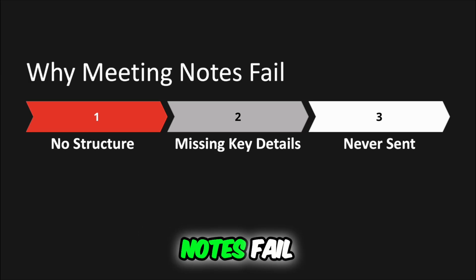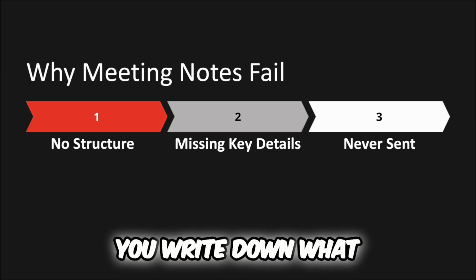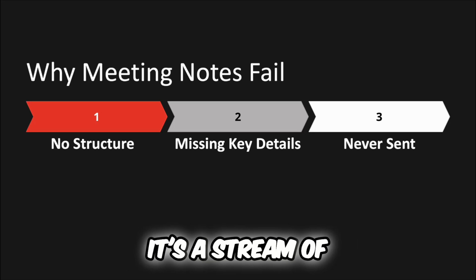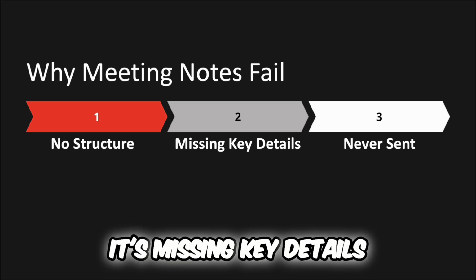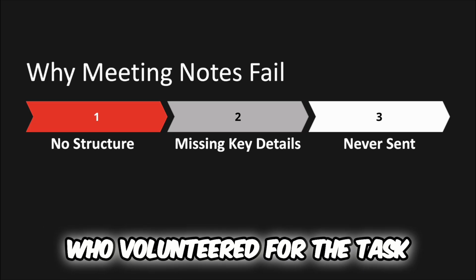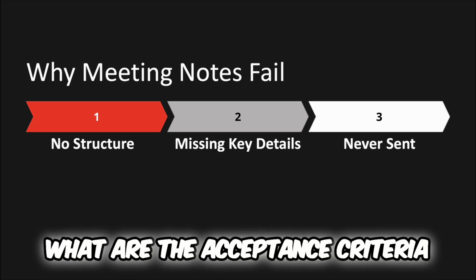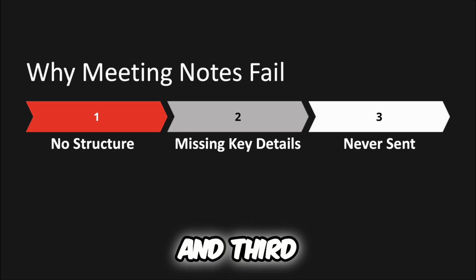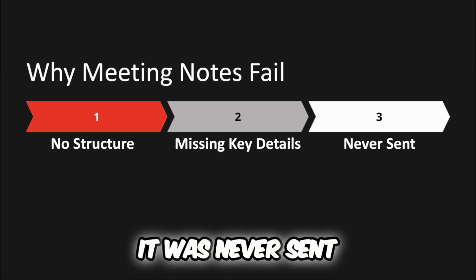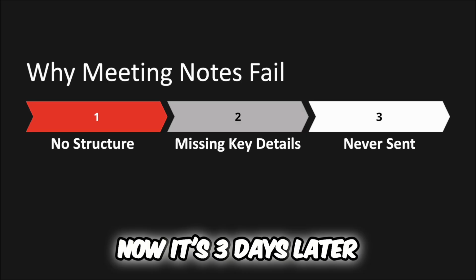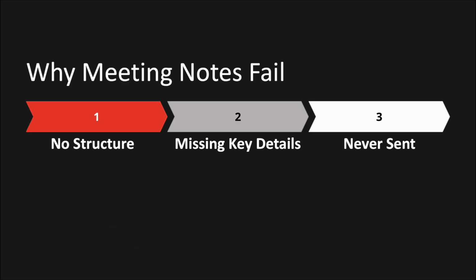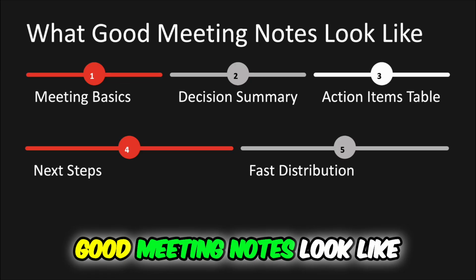Why do meeting notes fail? There's no structure. You write down what people say as they say it. It's a stream of consciousness, and there's no organization. It's missing key details. Who volunteered for the task? When is it due? What are the acceptance criteria? And third, it was never sent. You meant to clean up notes and send them. You got busy. Now it's 3 days later. Awkward.